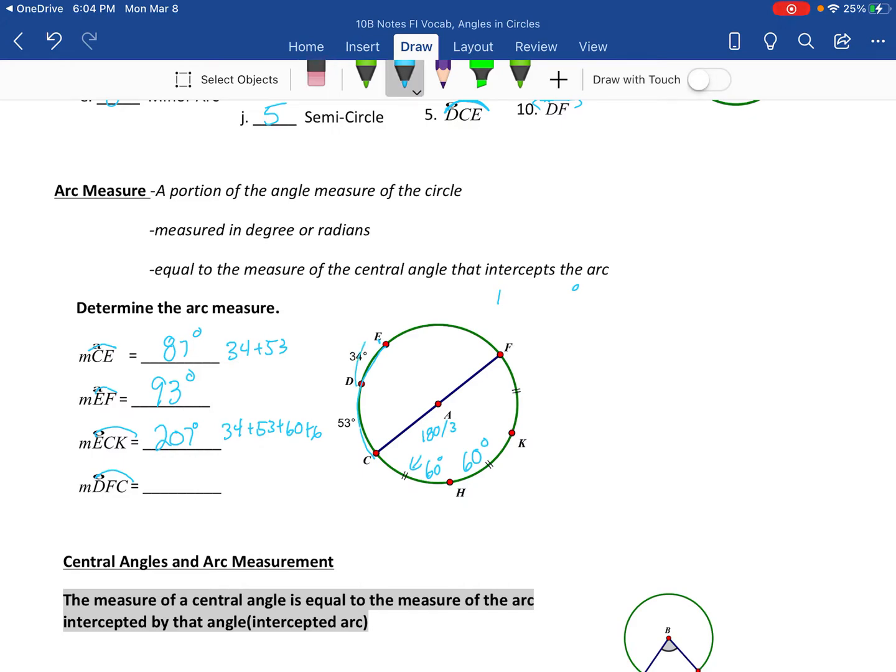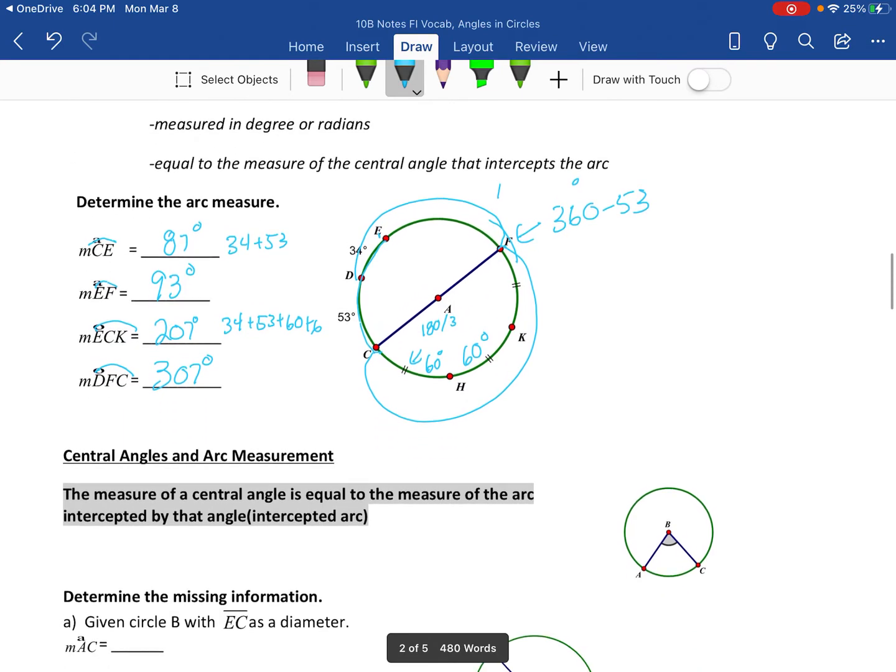Okay, and then DFC, so D to F to C, well, this arc right here, it'd actually be better to subtract 53, what's not included, from 360, so that's going to be 307 degrees.